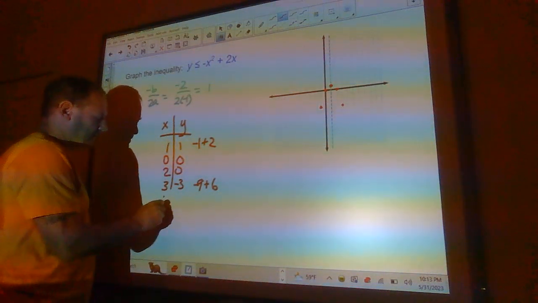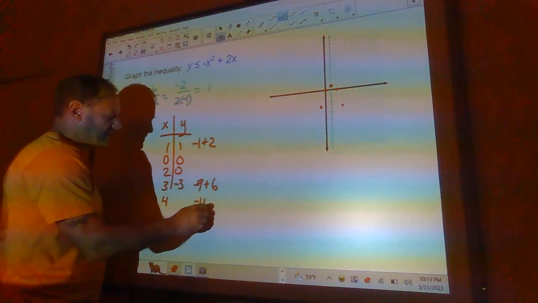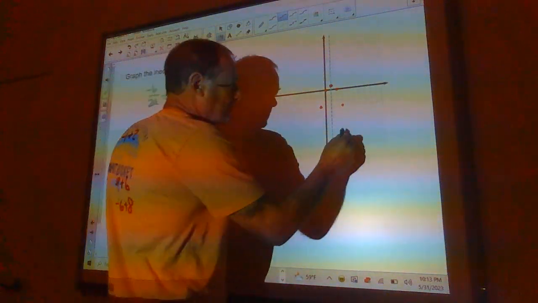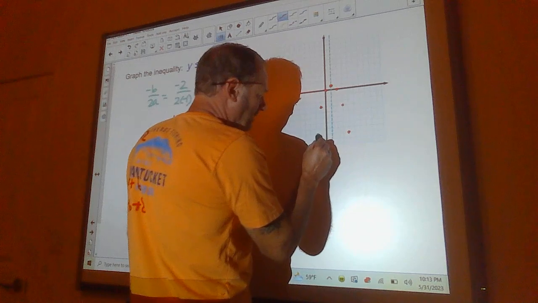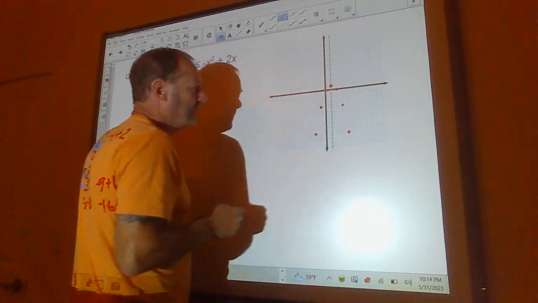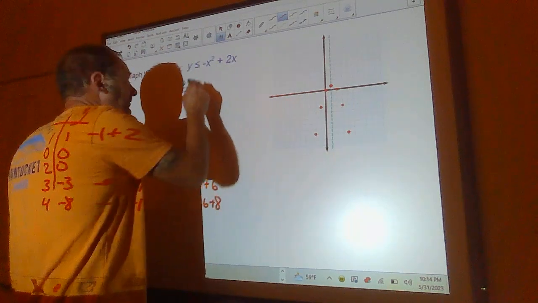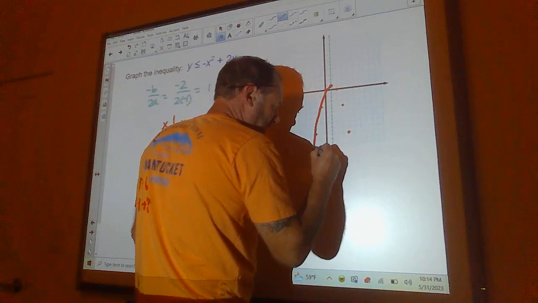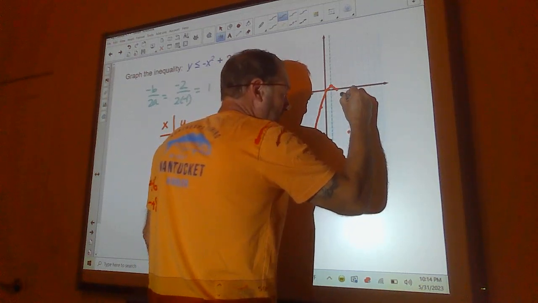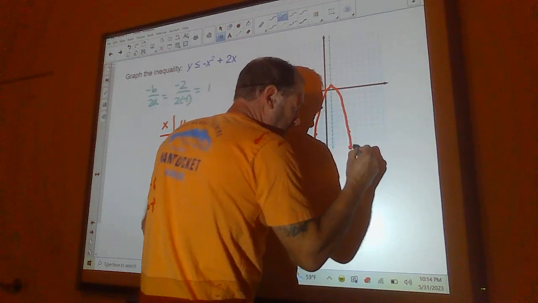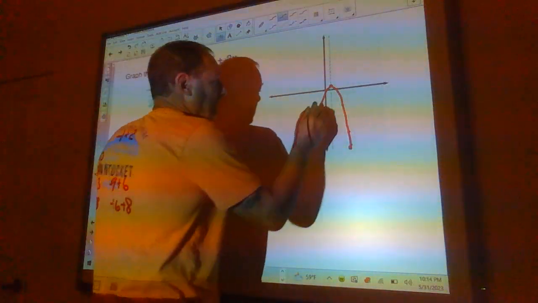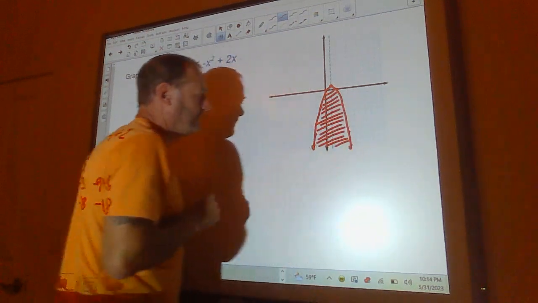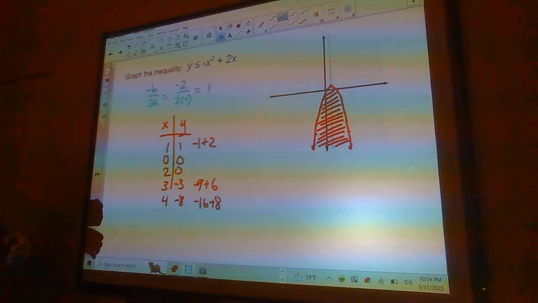I might do one more here. 4, that'd give me negative 16 plus 8, which is going to be negative 8. So 4, negative 8 would be right here. And I'm going to get a symmetric point right here at negative 2, negative 8. Okay, now this is a solid graph because it's less than or equal to, so the graph actually counts as an answer. And I want less than or equal to that, so I'm going to shade everything below the curve. So hopefully that's what you got.